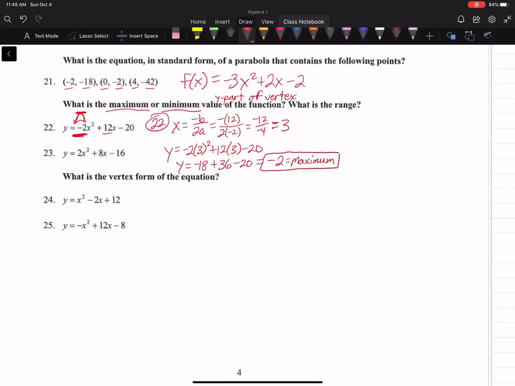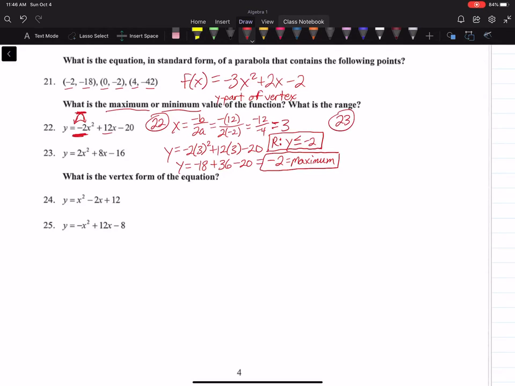Okay, and then to find the range, since negative 2 is my maximum, that means y has to be less than or equal to negative 2. Because if negative 2 is as high as it can be, there's no way y can be more than negative 2, so it has to be less than or equal to negative 2.